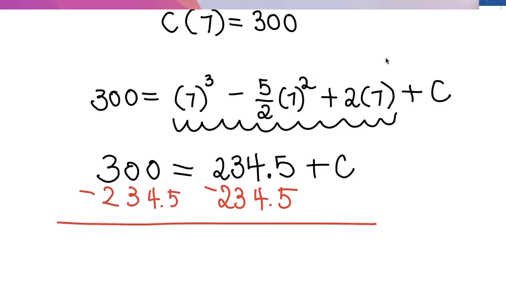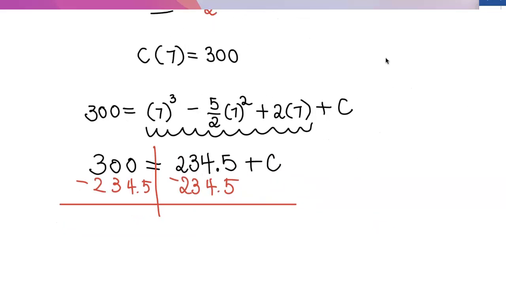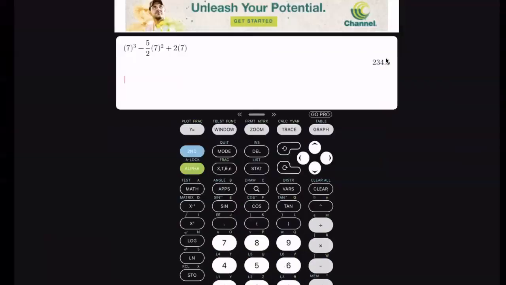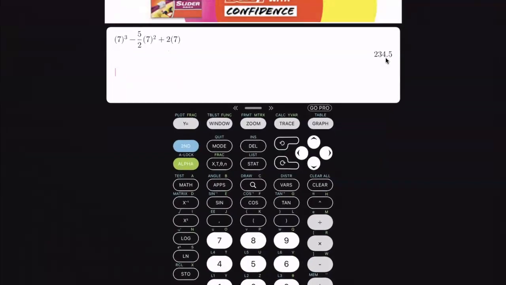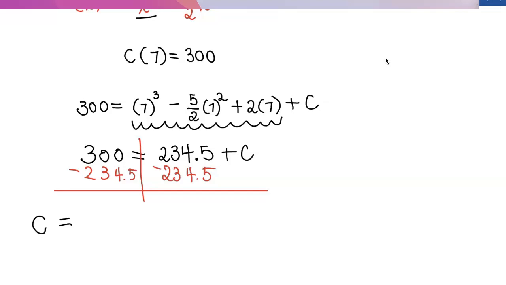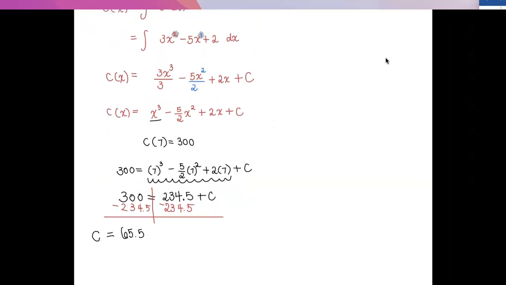That will give me what C value is. So C equals 300 minus 234.5 equals 65.5. Okay, 65.5. Now, I just have to write my final answer.